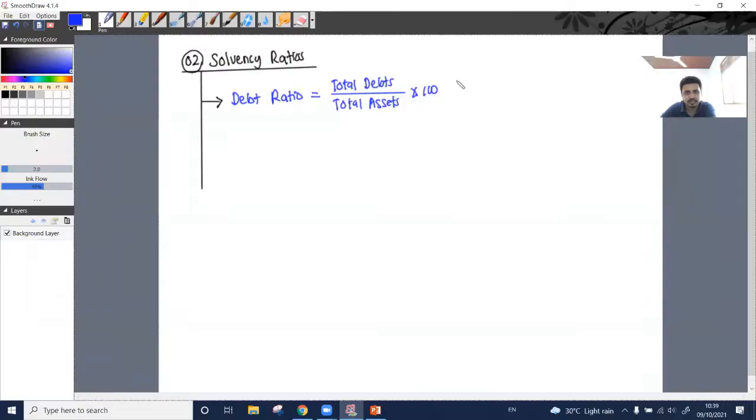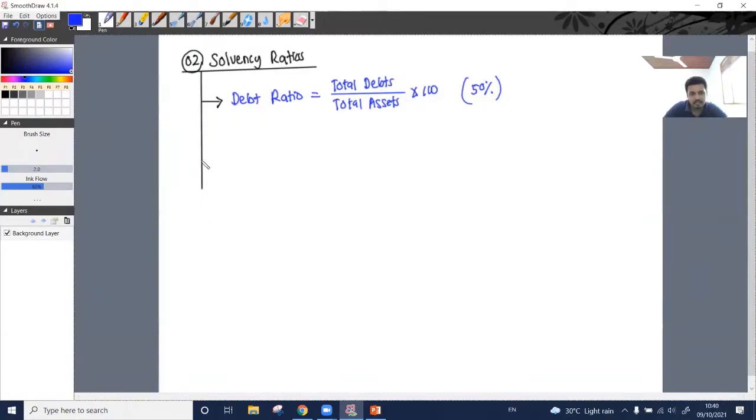So what is the rule of thumb here? Normally it is generally accepted to maintain a debt ratio of 50%. If we have 100 in assets, it is okay to have around 50 in debts. We can manage that. The company is in a good position.